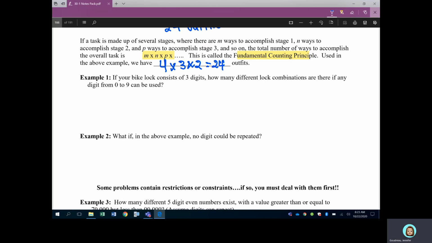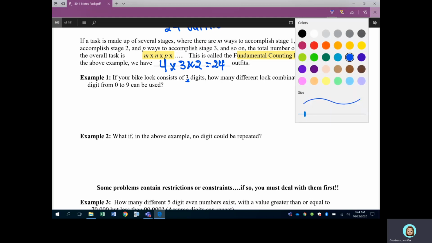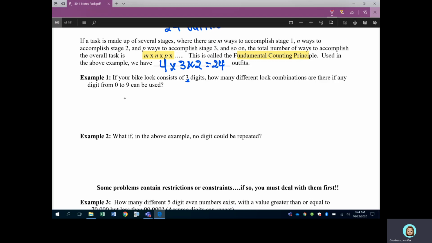Let's look at example 1. If your bike lock consists of 3 digits, how many different lock combinations are there if any digit from 0 to 9 can be used? In this case, we also have 3 stages or 3 choices because we have the 3 digits there. Whenever I have a certain number of stages, I'm going to start by writing down blanks that represent the stages. So I'm going to draw 3 blanks here.